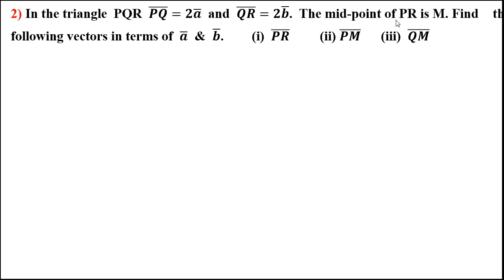The midpoint of PR is M. Find the vectors in terms of a bar and b bar. मी याची डायग्राम दाखवतो. ही डायग्राम आहे. PQ, this side represents vector 2a bar and QR represents 2b bar, and we are asked to express these vectors PR bar, PM bar, QM bar in terms of a bar and b bar.